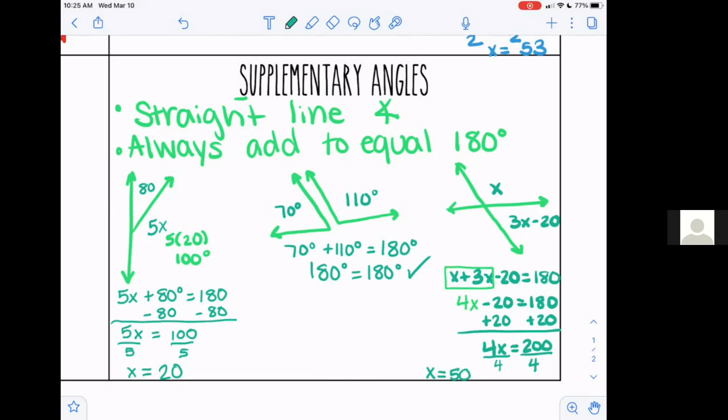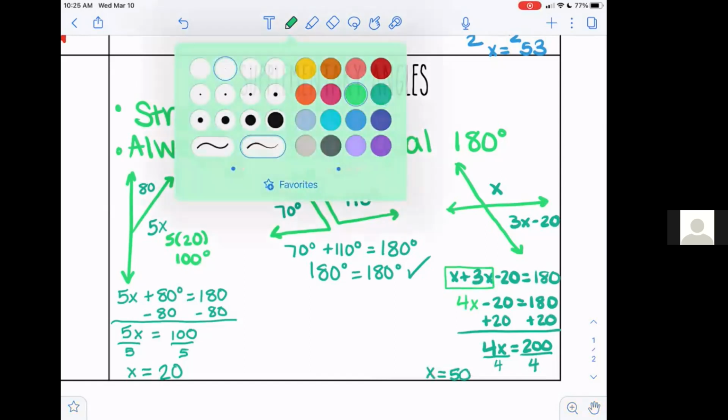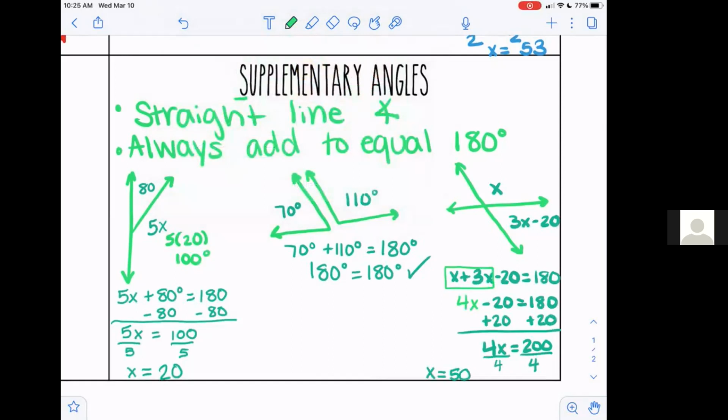Don't forget to go back and plug that in. So we know that this one that's just x is equal to 50 degrees. And then this one we're going to have to plug in. I'm kind of out of space here to do it, so I'm going to do it down here. It's 3x minus 20. We're going to plug in that x equals 50, so 3 times 50 minus 20.